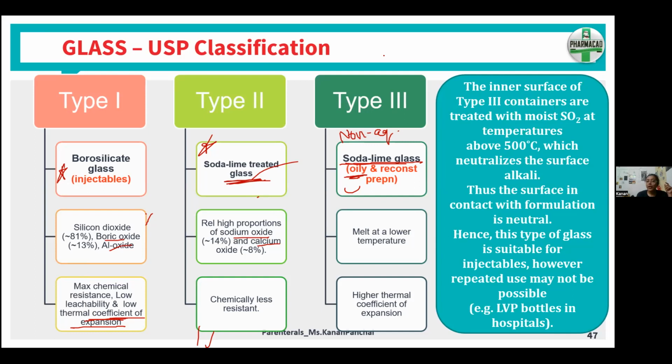So when you coat the inner surface of your type 3 glass with what? With moist SO2, with moist sulfur dioxide at a temperature more than 500 degrees Celsius. It neutralizes the surface alkali. Soda lime, you all understand, right? It's alkali only. Your NaHCO3, correct? If I'm not wrong. Soda lime. So that is the thing.